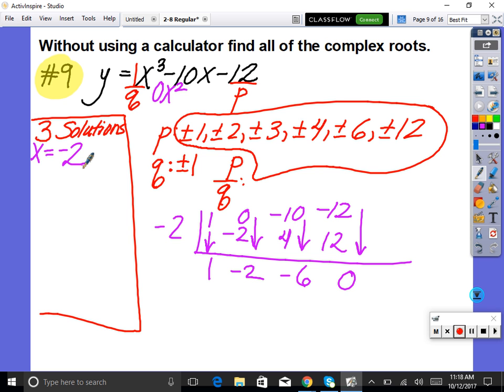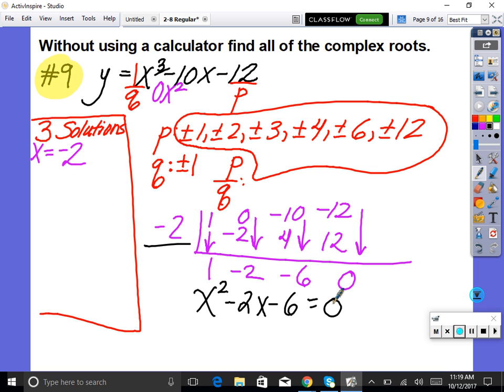Now understand, from here, what I would want you to do is to say, okay, I took degree 3, divided by something degree 1, and got degree 2. So we have a new quadratic, x squared minus 2x minus 6 equals 0, right? Now we say to ourselves, does this quadratic factor? We can continue to solve for our next 2 solutions by either factoring or quadratic formula.